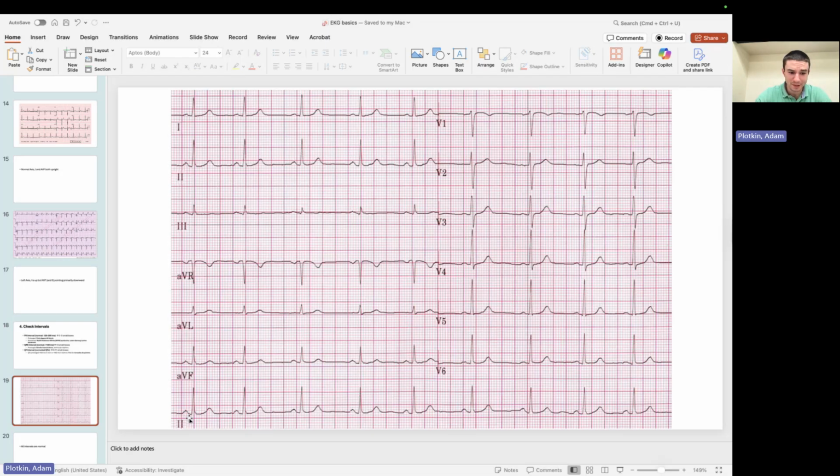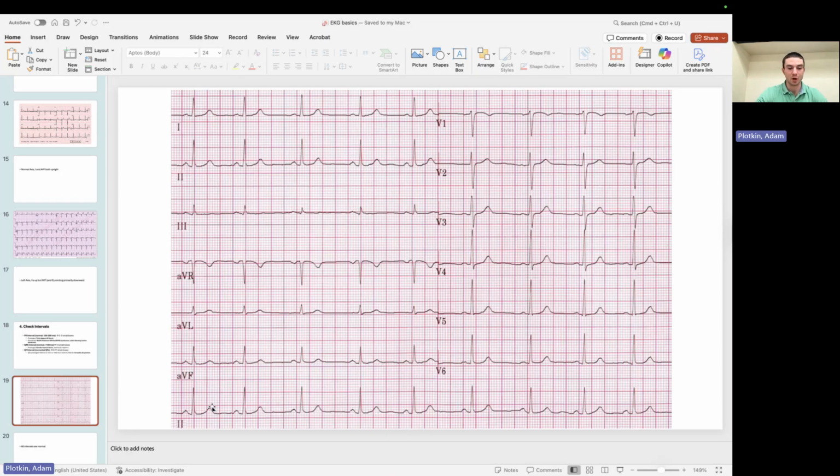I look at my QRS, where we start and where we end back at the baseline, the isoelectric baseline point. Definitely less than three big boxes, or sorry, three little boxes. And then my QT, right? So here's the start of the Q, and here's the T.